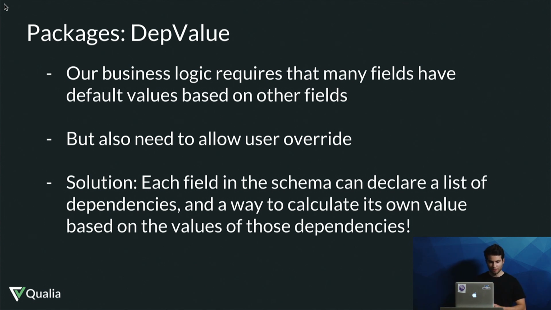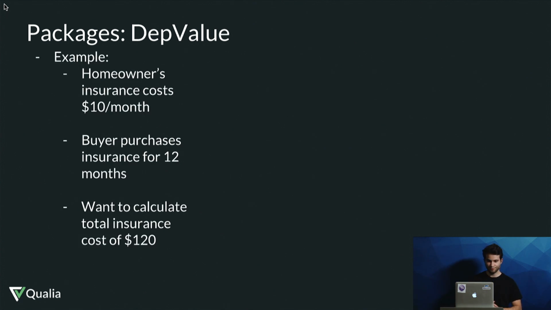So the way we solve this problem is we've actually come up with a very declarative format that we can define for each value in our schema, a list of other fields that field depends on. And then we can provide a function to run when any of the fields that field depends on changes. The function will rerun and recalculate the value of this particular field. So let me give you a quick example.